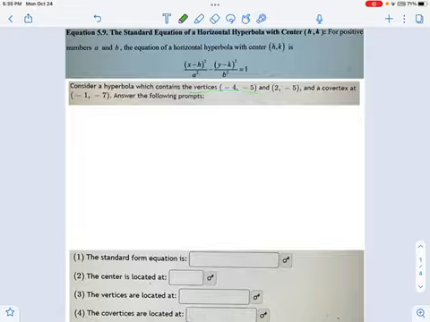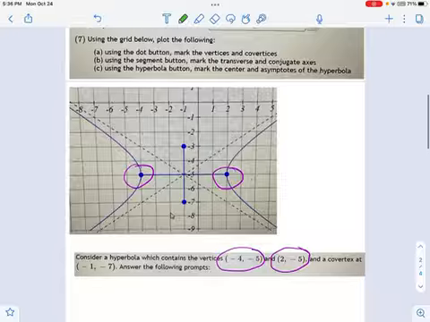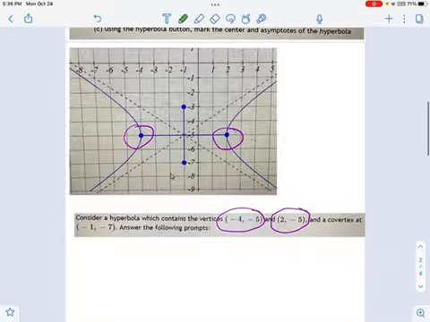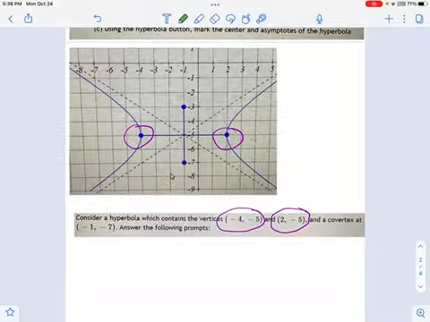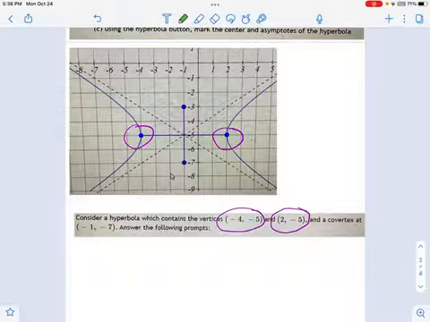But the first thing I like to do, before I get into all the equation stuff, is just draw it. We're told these key features. Let's put those on a graph and see what they look like. If you do that, you'll get the following picture. You'll get some vertices, and I put those in purple here. And -4, -5 and 2, -5 tell us that it's the x value that's changing as you go from one vertex to the other. And that means it's a horizontally oriented hyperbola.